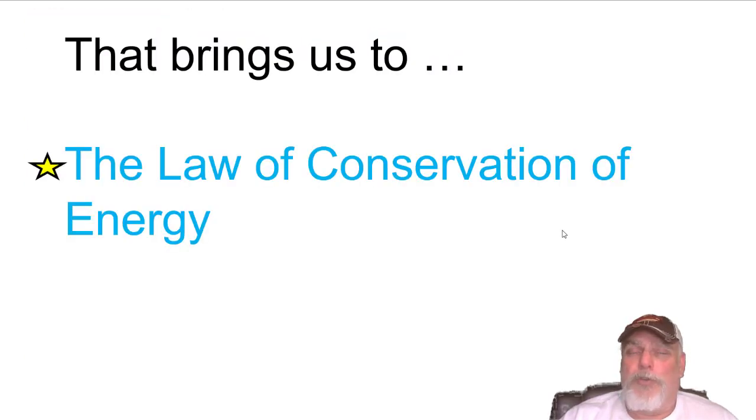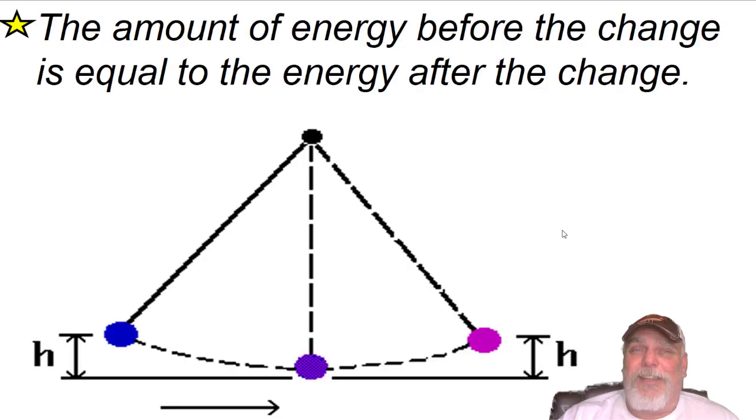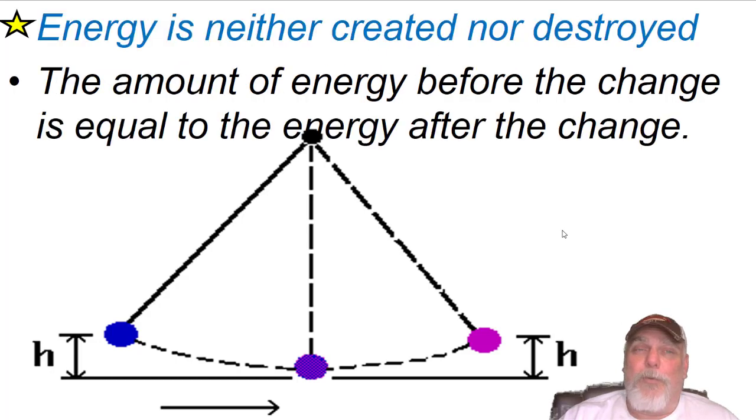Now that brings us to the law of conservation of energy. That states that the amount of energy before the change is going to be equal to the energy after the change. In other words, energy is not going to be created and it's not going to be destroyed. So if I hold the pendulum here at a height of, let's say, 1 meter, and I release it, it's going to swing back up to a height of 1 meter, then swing back up to a height of 1 meter. You're not going to be able to get it to swing higher than 1 meter.